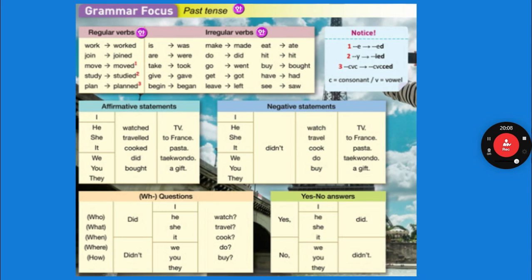Work becomes worked. Join becomes joined. Move becomes moved. Study becomes studied. Plan becomes planned. These are your irregular verbs. Again, if they're in the book, they're on the test.